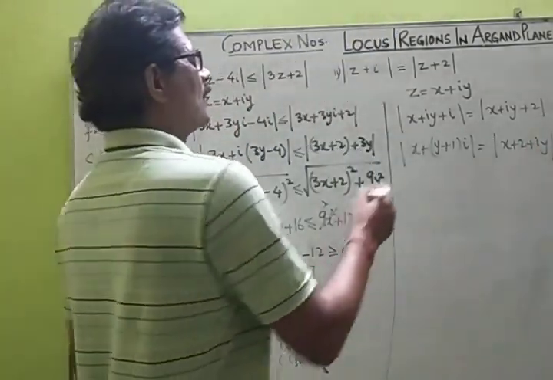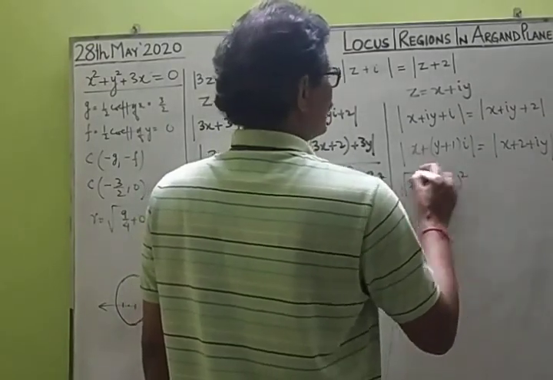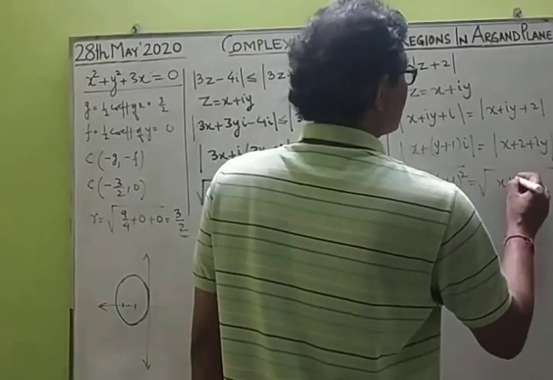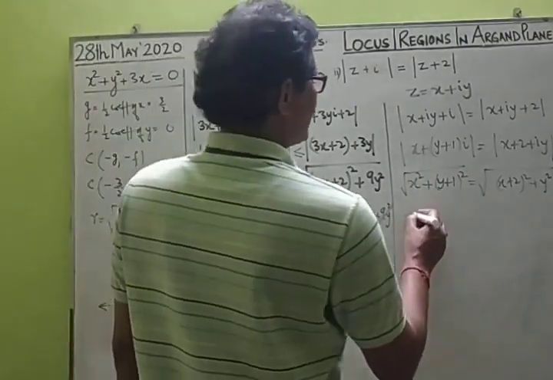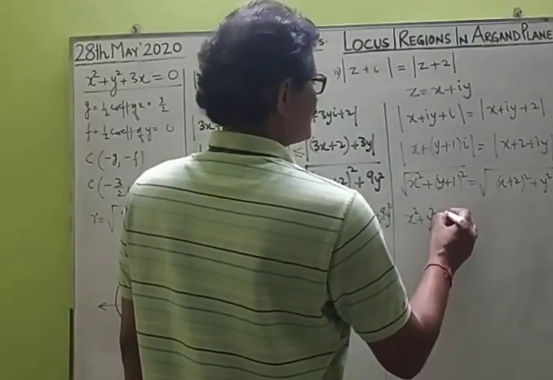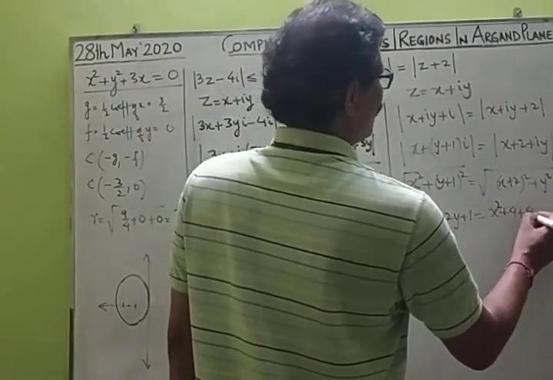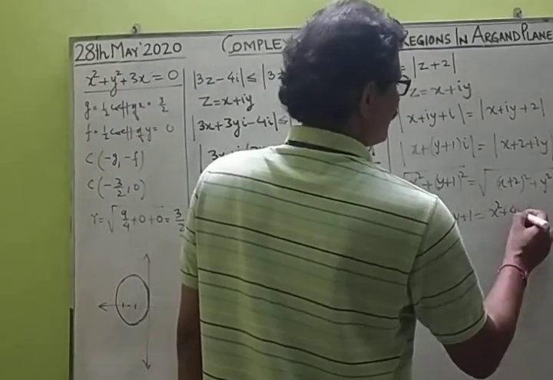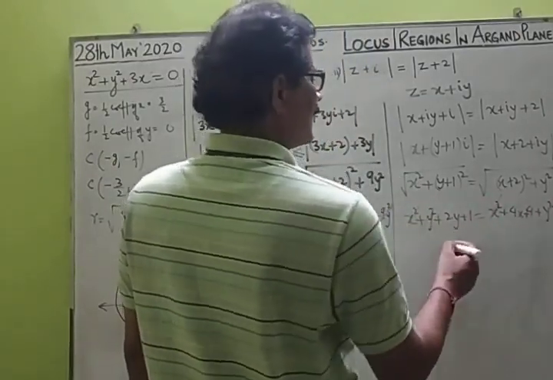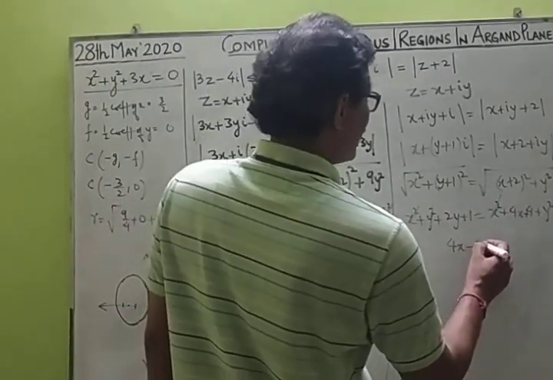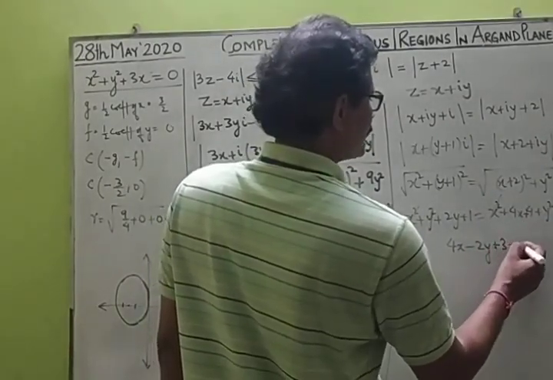Using the property of modulus, what do I get? I get the square root of x squared plus (y plus 1) whole squared is equal to the square root of (x plus 2) whole squared plus y squared. I simplify both sides. What do I get? x squared plus y squared plus 2y plus 1 is equal to x squared plus 4x plus 4 plus y squared. Again x squared and y squared cancel out here, and I get the equation as 4x minus 2y plus 3 is equal to 0.